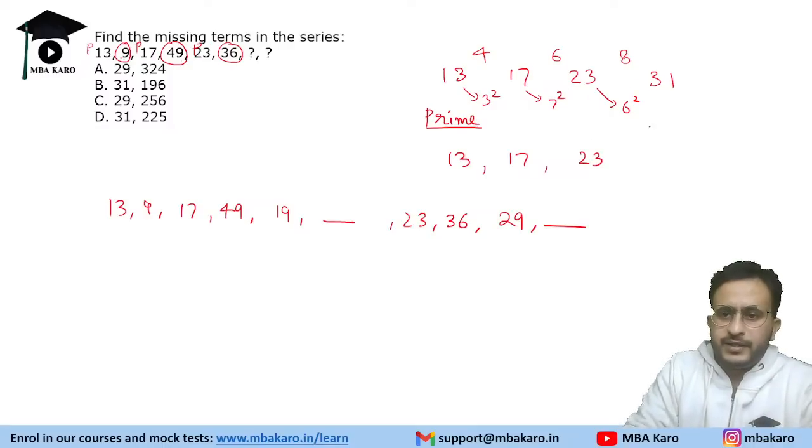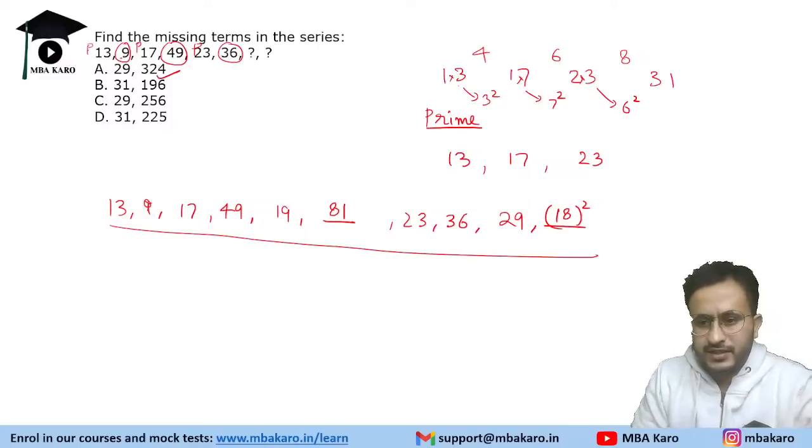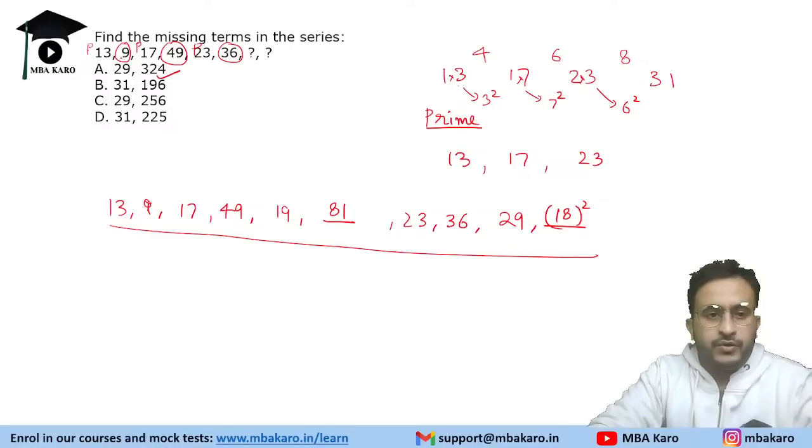Apologies for that. So the product of the digits: 1 into 3 is 3, 1 into 7 is 7, 2 into 3 is 6. So for 29, it will be 18 square, and that will be 324. So the two numbers are missing here. It would have been 81. So 1981 will come in between. So this will be the right series, the actual series.